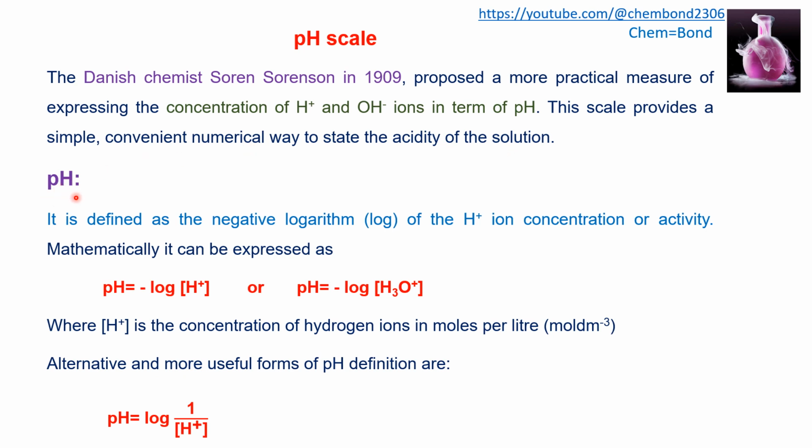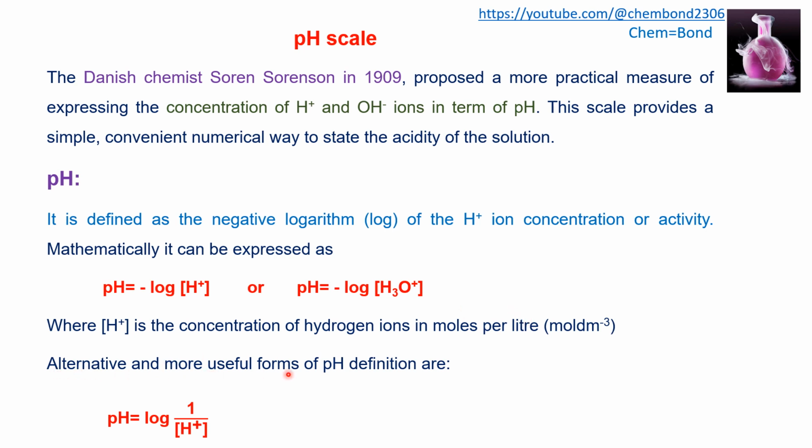Now, what is the pH scale? It is defined as the negative logarithm of the hydrogen ion concentration, or the activity of hydrogen ion in aqueous solution. Mathematically, it is expressed as pH is equal to minus log of concentration of hydrogen ion, or we can say pH is equal to minus log of concentration of hydronium ion, where the concentration of hydrogen ion is taken in mole per dm cube, or molar.